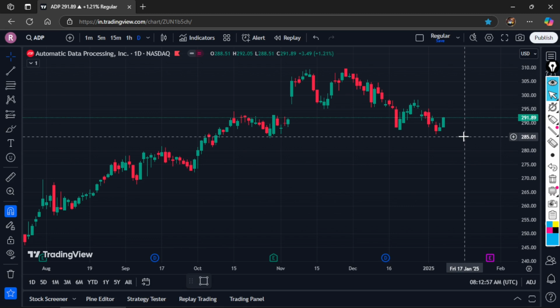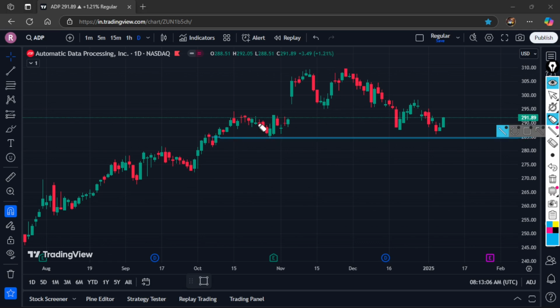Here in ADP it is also similar to the above. You can see that here it again touched multiple times. You can see that it touched multiple times on this area.